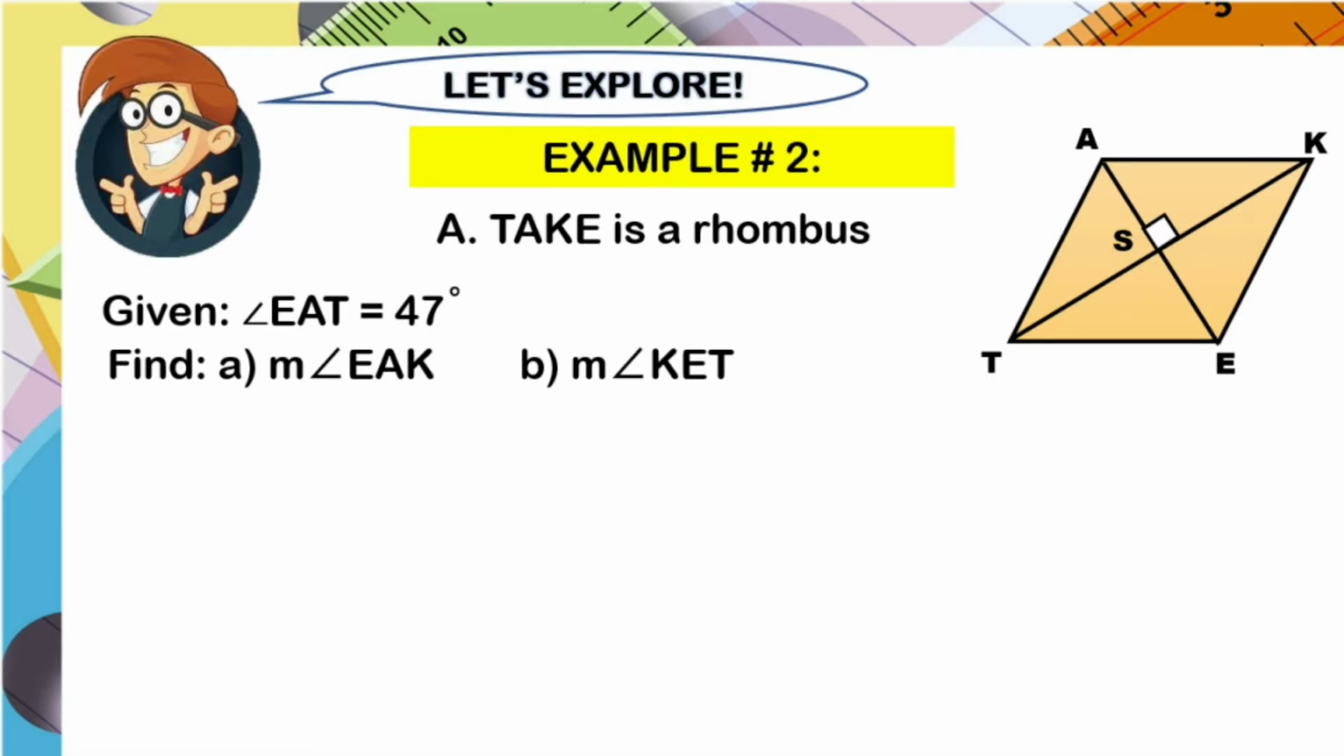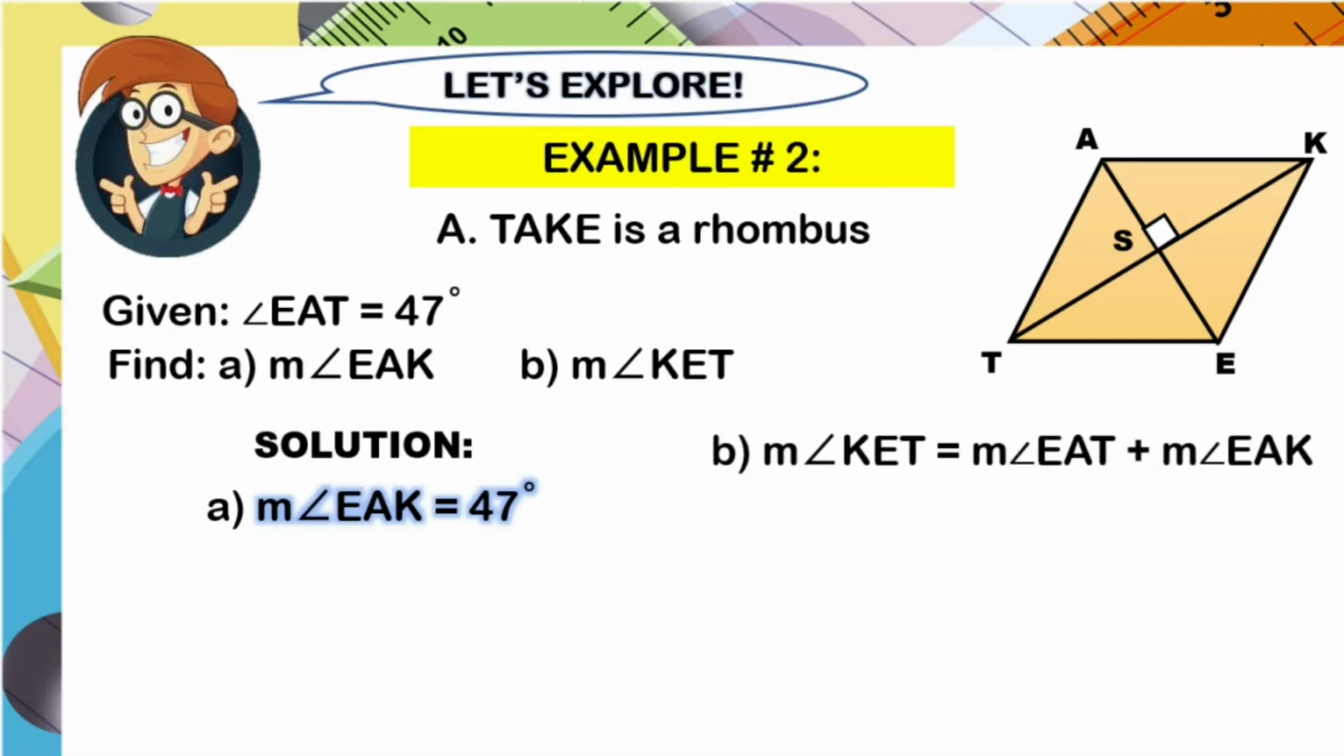Thus, the measure of angle EAK is equal to the measure of the given angle, which is EAT, and that is 47 degrees. To be able to find the measure of angle KET, always remember that angle A and angle E are opposite angles. And in a rhombus, opposite angles are congruent. Also, the measure of angle EAT is equal to the measure of angle EAK. It is because diagonal AE bisects angle A into two congruent angles.